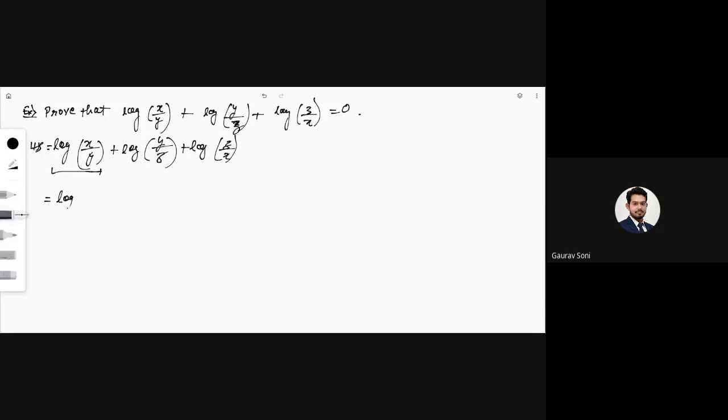So by that, what we have is log x minus log y plus log y minus log of z plus log of z minus log of x. So this minus plus minus plus, all these things get cancelled out and the answer is 0. Simple.